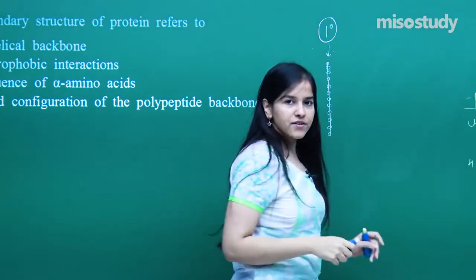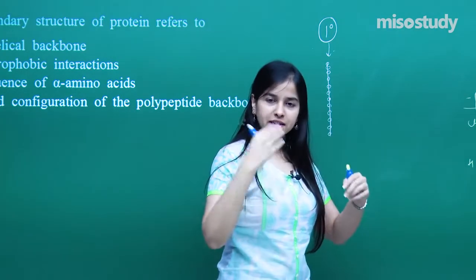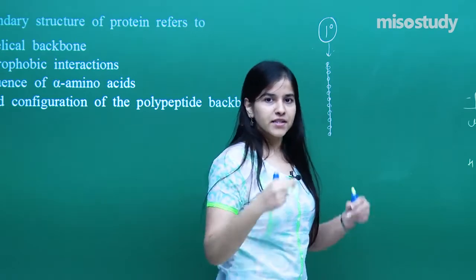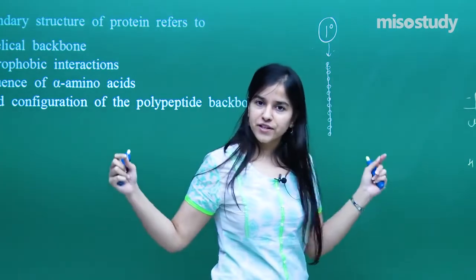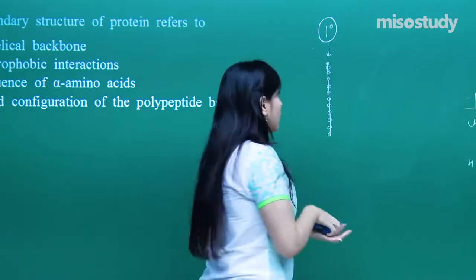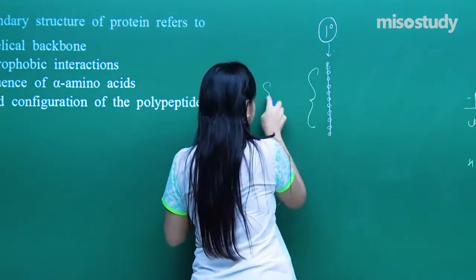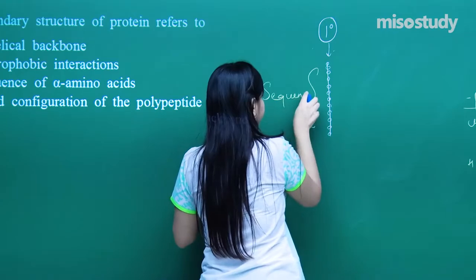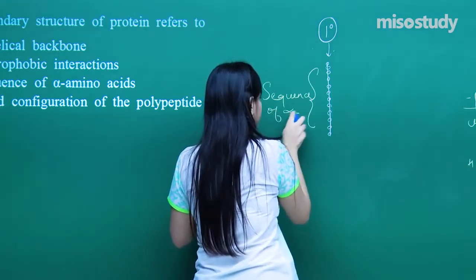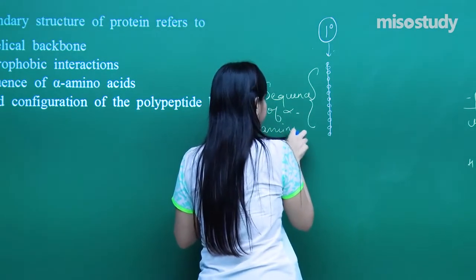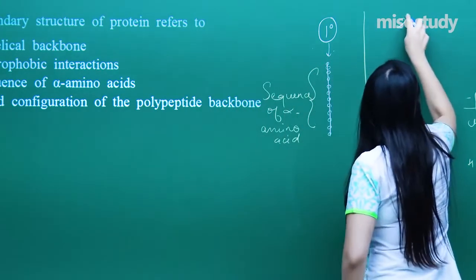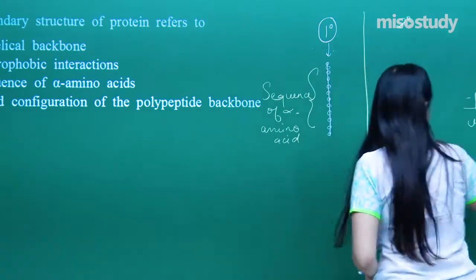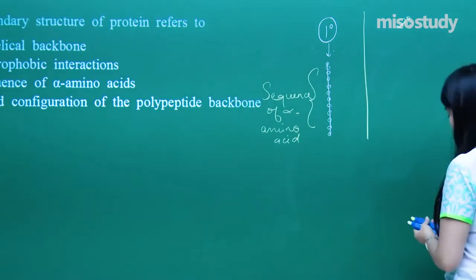And what about the secondary? Secondary now comes up with more structures. That means a different kind of representation of this straight chain, of this sequence of amino acids. So basically the primary represents the sequence of alpha amino acids, whereas the secondary one has got two types of structure formed.